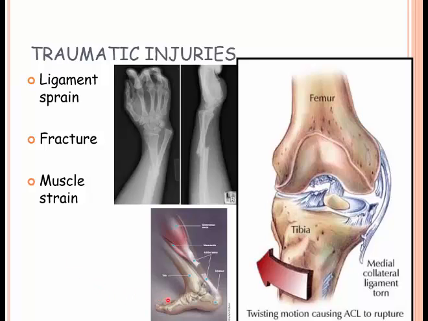You can see this depicted right here where there's a complete rupture of the tendon. Other common examples include low back muscle strain and whiplash. In some cases, a tendon may rupture completely, as in the case previously discussed, and these injuries require surgical repair.